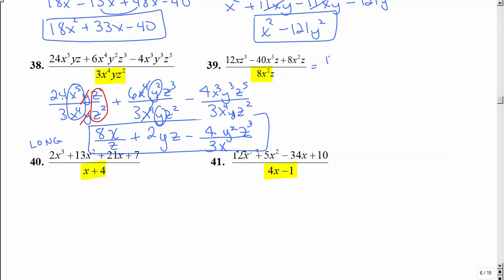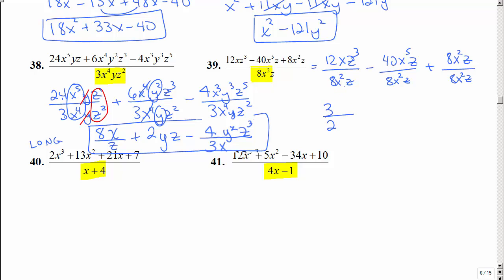On number 39, same thing. So separate them, then reduce. So let's see, 12 and 8 are both divisible by 4. There's more x's on the bottom, so keep the x, subtract. There's more z's on the top, keep those and subtract. That goes in there 5 times. Keep the x and subtract, that cancels. Let's see. Ooh, now that all cancels out.